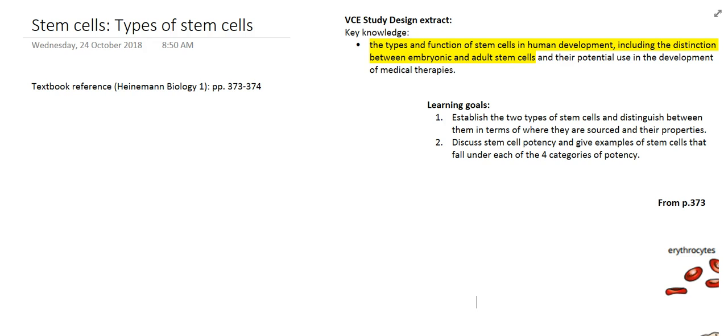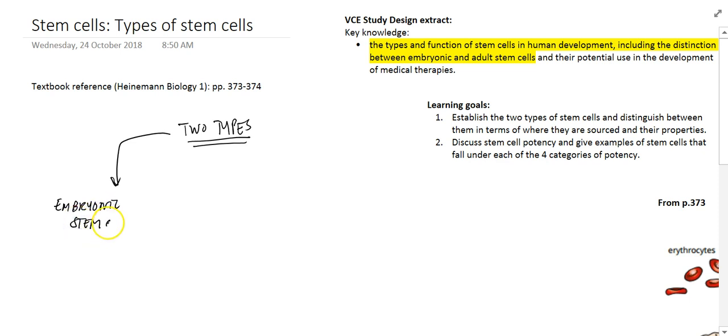Okay, so we're going to be talking about stem cells and more specifically the types of stem cells that we can find. Now, generally speaking, there are two types of stem cells. And so we need to know what these two types are. The first are the embryonic stem cells, more commonly known as ESCs.